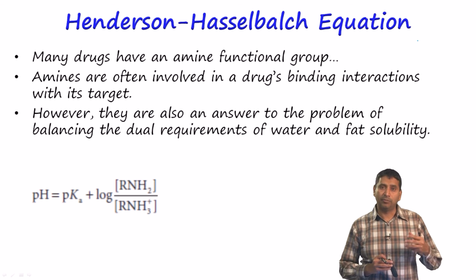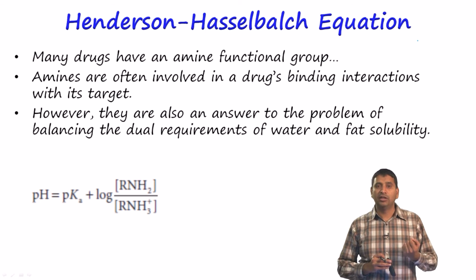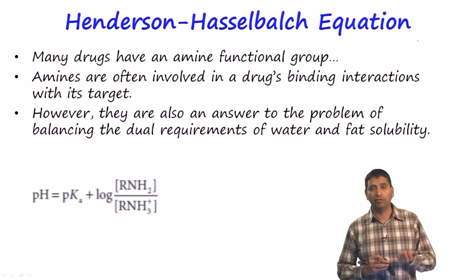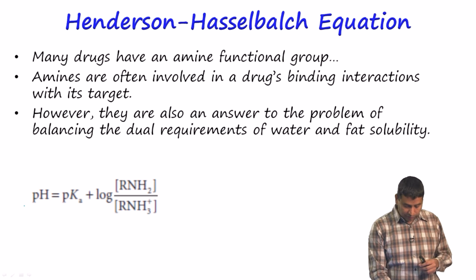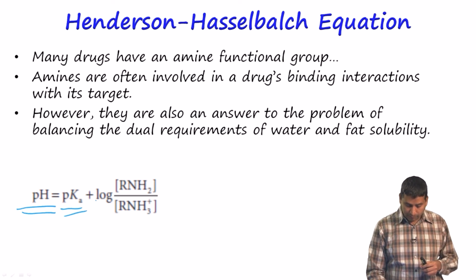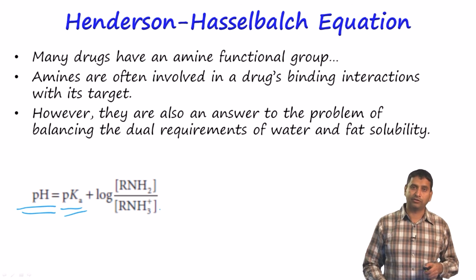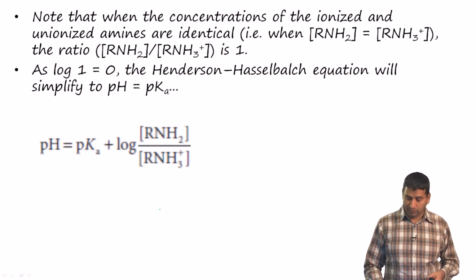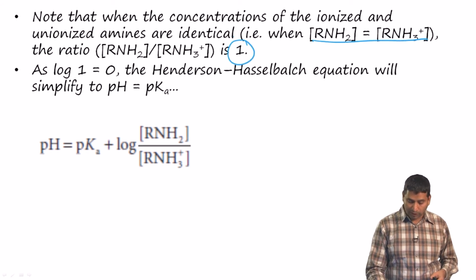Now, let us understand the Henderson-Hasselbalch equation. We have already looked at some of this in the past. Now, since many drugs have an amine functional group, let us focus on the Henderson-Hasselbalch equation for an amine. Okay. So, for an amine, the pH of the solution is nothing but pKa plus log of concentration of RNH2 divided by concentration of RNH3+. Right. Note that when the concentrations of the ionized and unionized amines are identical, that is RNH2 equals RNH3+, then this ratio becomes 1.